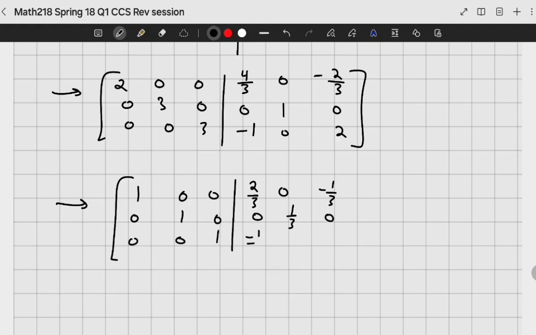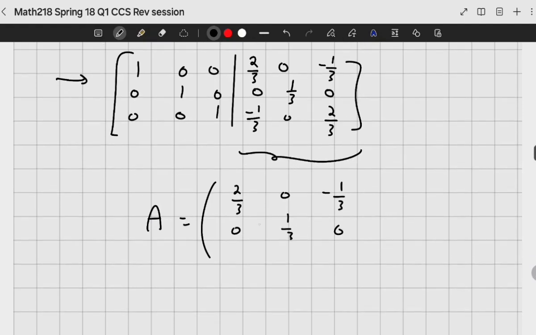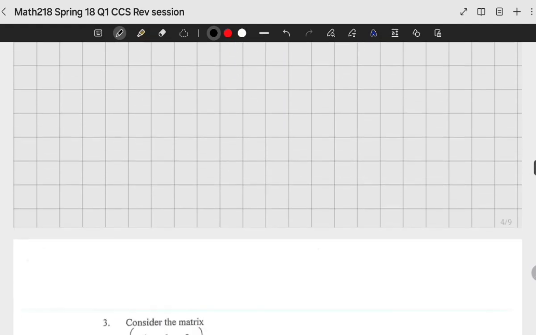And then this row by 3. And now, since the left-hand side is now the identity matrix, then I know that the right-hand side is A. So A is equal to 2/3, 0, -1/3, 0, 1/3, 0, -1/3, 0, 2/3. And we've solved this problem.